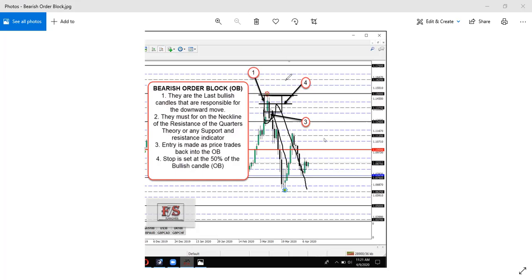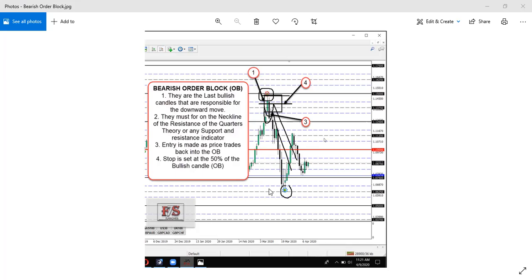So I'm trying to explain what a bearish order block is. Like I said, a bearish order block is the last bullish candle from the peak formation high or peak formation low that is responsible for a downward move. This is the last bullish candle you saw here. It is validated and regarded as an order block as price trades below it. Whenever price trades below it, we expect price to do a retest, either at the 50%, which is the mean threshold, or at the low of it. That is our entry. When you take your stop loss, you set it at the high of the candle. So that is a bearish order block.